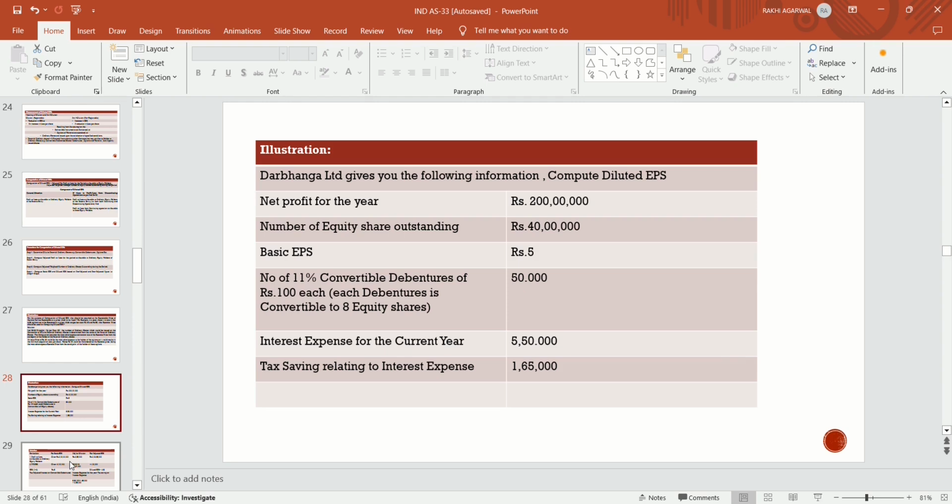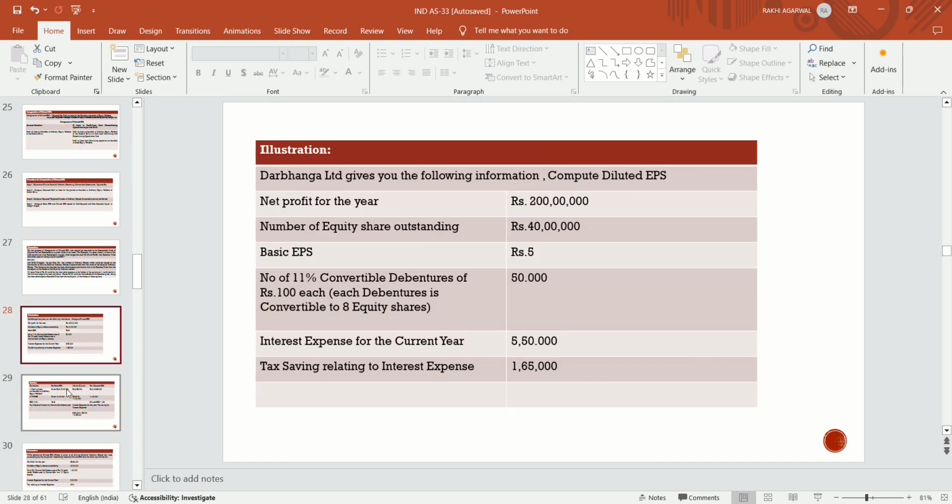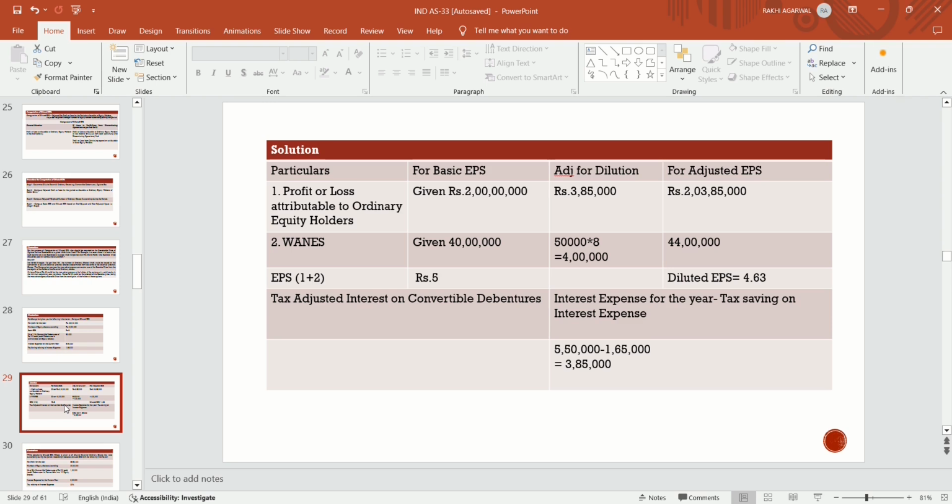Tax saving related to interest expenses. So it becomes 1,65,000. The percentage is not given directly; the tax amount is given. Now we will calculate the diluted EPS with the help of this. Profit or loss attributable to the equity holders for basic EPS, given in the question, is 200 lakhs. Weighted average number of shares is also given as 40 lakhs, and basic EPS is 200 lakhs divided by 40 lakhs. It becomes rupees 5 per share.